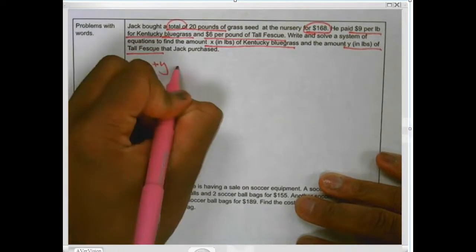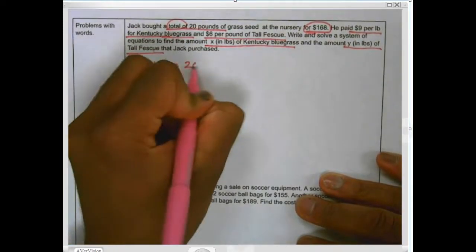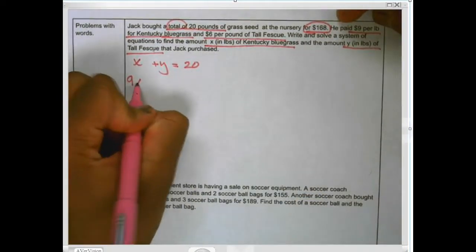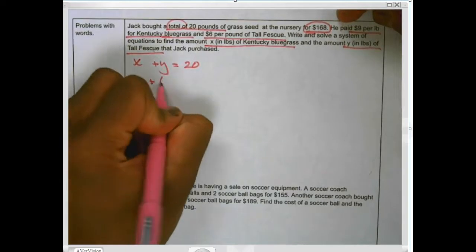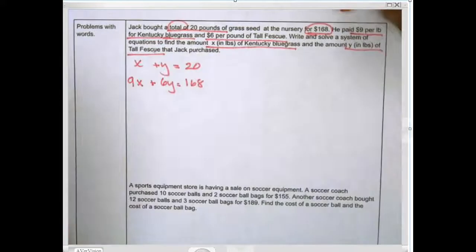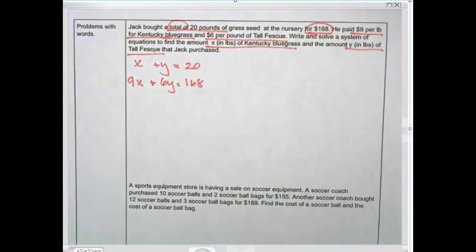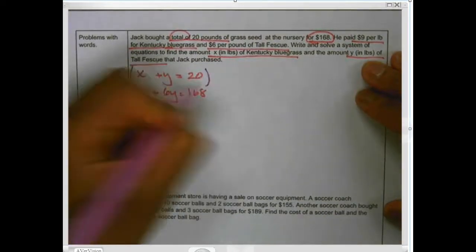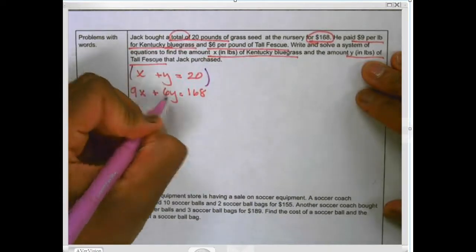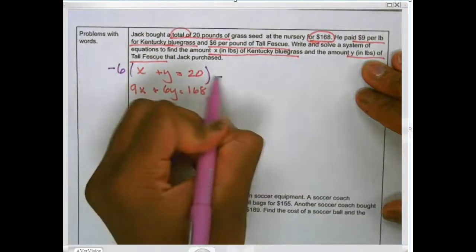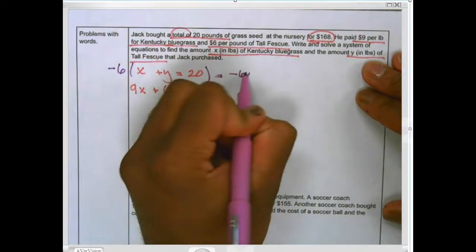Given that he did x plus y, the total amount of pounds will be 20, and then he spent money. He spent 9 for every pound of x plus 6 for every pound of y to get $168. Now, press pause. I want you to start practicing this on your own. You can get rid of the x's or the y's. I'm probably going to go for the y's. So what does 1 and 6 go into? I can multiply this by 6, but in order to get opposite coefficients, I'm going to go for negative 6. Then I'll distribute.